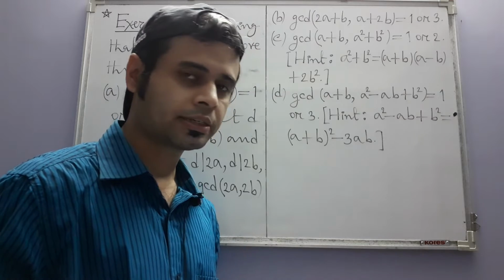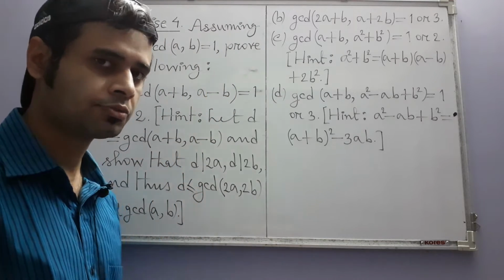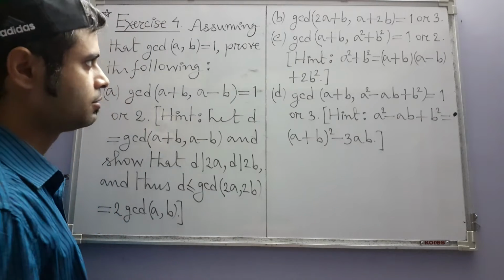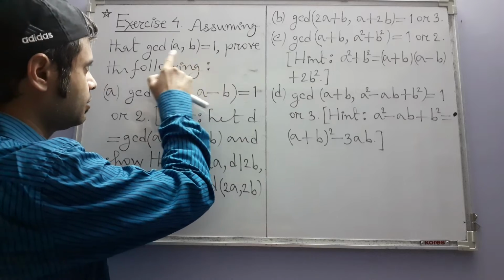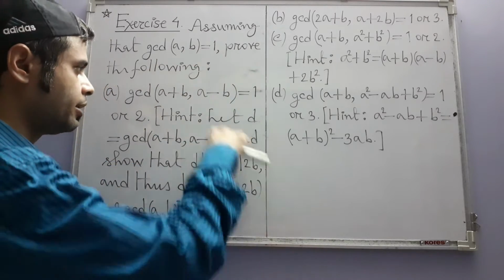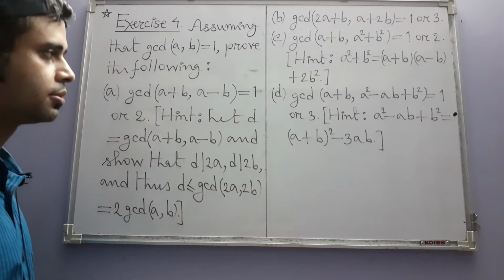Okay, so let us continue our solutions now with exercise 4. In this one, we are given two integers a and b that are relatively prime. We then have to prove these four other statements.